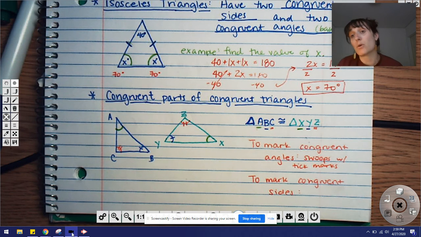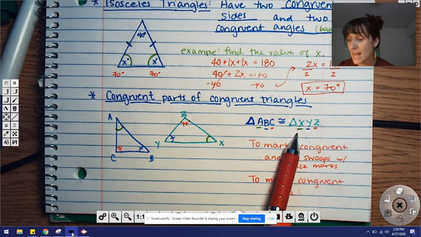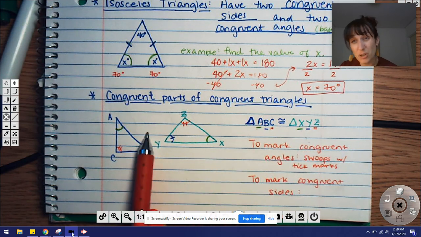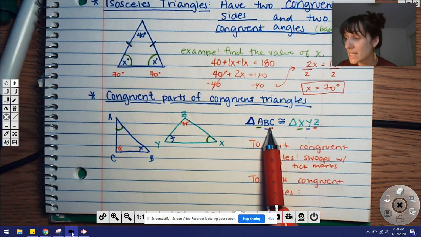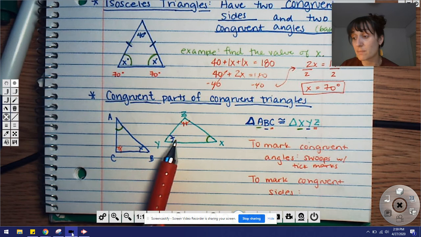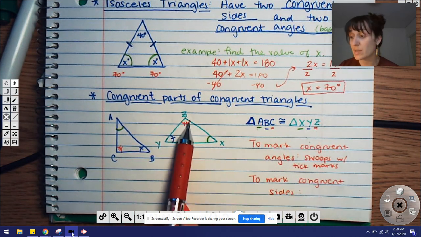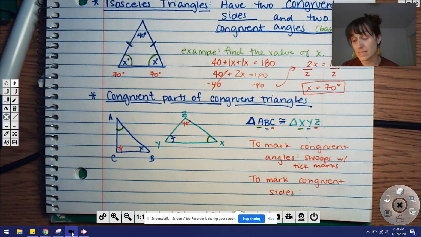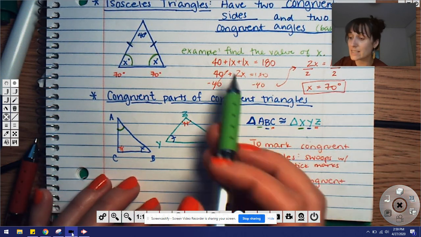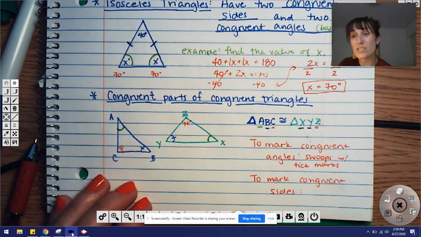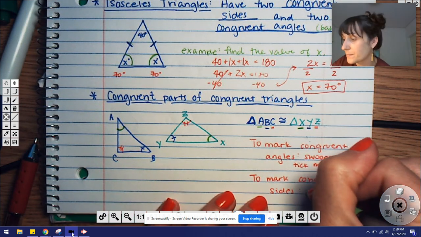Remember, this is all about order. Order matters. A and X are congruent because they are the first angles listed. B and Y are congruent because they are the middle angles listed. C and Z are congruent because it's the last angle that's listed. Now we need to start thinking about sides. To mark congruent sides, kind of like up here in this problem, we just use little hashes, little marks on the lines.